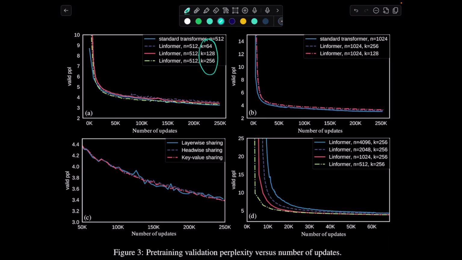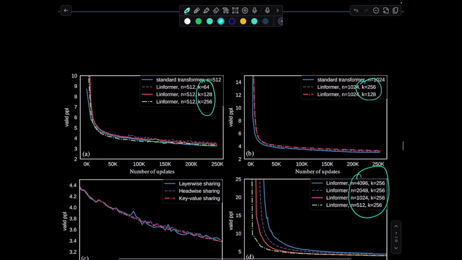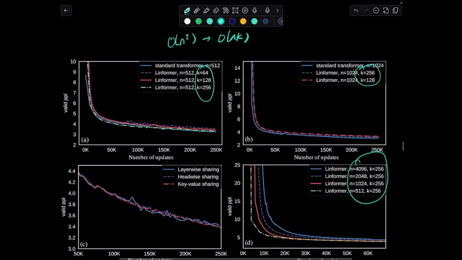So let's also take a look at the model performance results. The first one is saying that increasing k doesn't improve or decrease performance. It's the same story here and the same story here. So what this is telling us is that the paper wants to argue that k can be constant and independent of n. And that's what this diagram is trying to tell us. The reason why it's called Linformer is because it converts O(n) squared to O(n)k. And this diagram is telling you that k can be constant and independent of n.